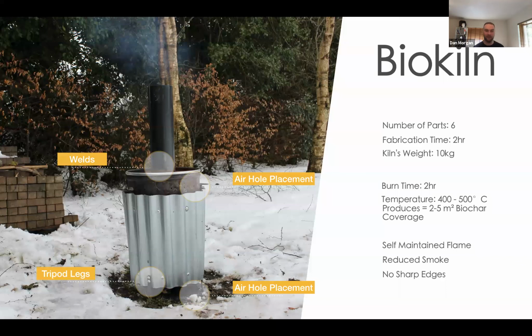So the kiln itself is made of 6 parts. We can make these in about 2 hours' time. The whole weight of the system is about 10 kilos. And I'll touch on the next few slides and photos of a lot of this information, why we decided on these number of parts, weights, fabrication times, how it actually works.